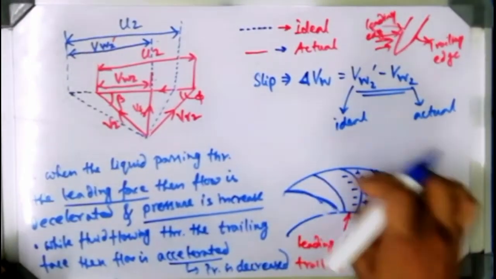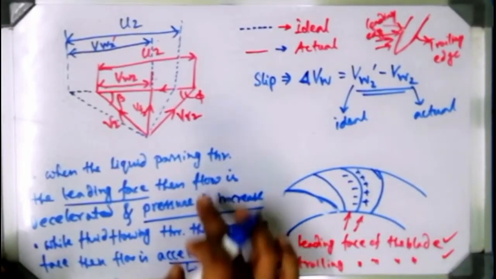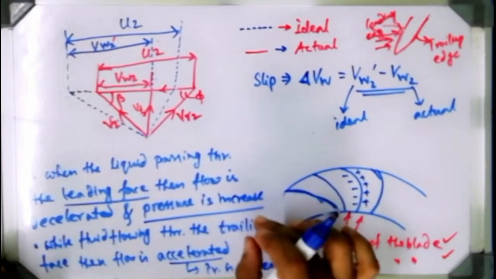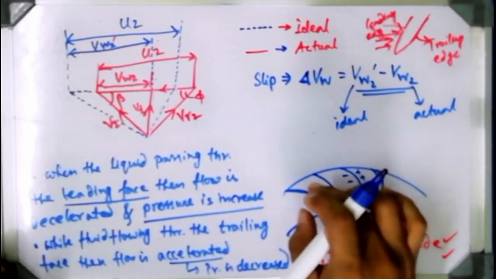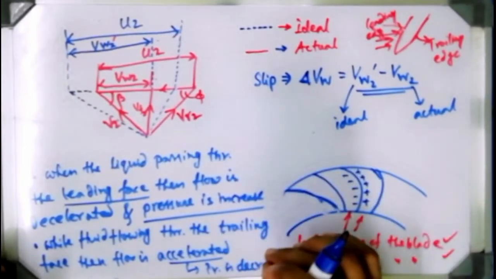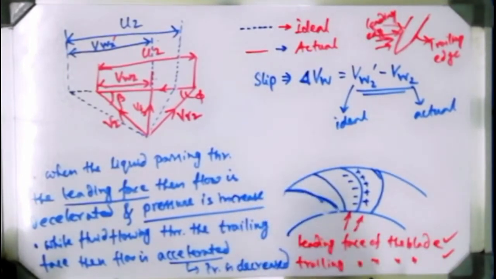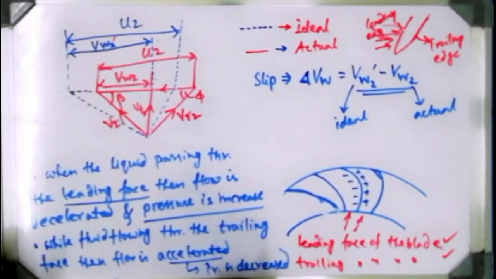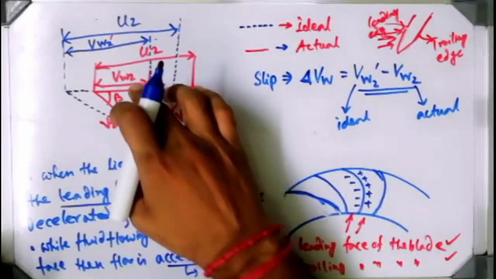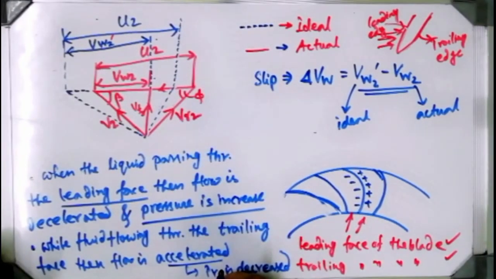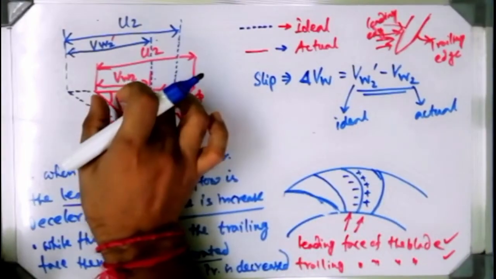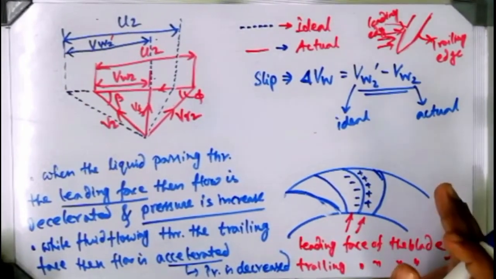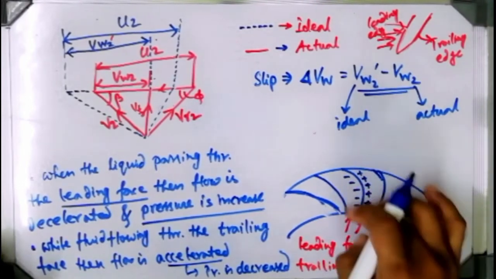Because of this difference in pressure, what happens, one circulation loop occurs around each blade. প্রত্যেকটা ব্লেডকে অ্যারাউন্ড করে একটা সার্কুলেটরি মোশন তৈরি হয়, and due to this circulatory flow actually it disturbs the radial flow and it disturbs this tangential component of the flow. That is why this VW component is getting reduced in actual manner. Why it is reduced? Due to this kind of circulation occurring.